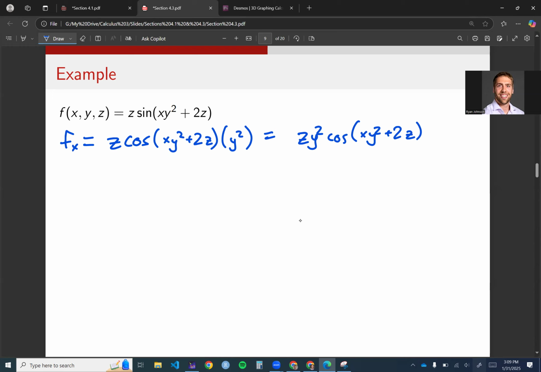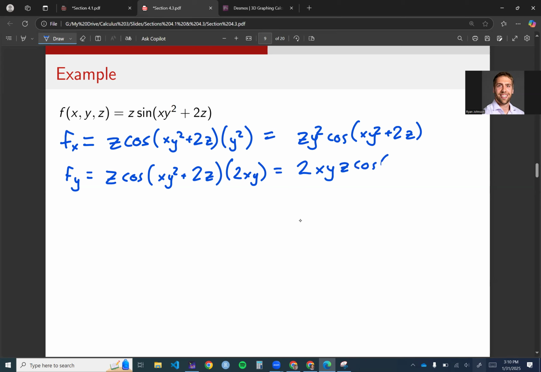All right, then if we do fy, the same thing. We're doing the chain rule. y is on the inside of a sine, so z cosine of xy squared plus 2z. And then the chain rule, if y is my variable, would be 2xy. So that would be 2xyz cosine of xy squared plus 2z.